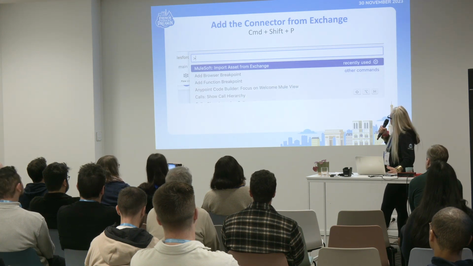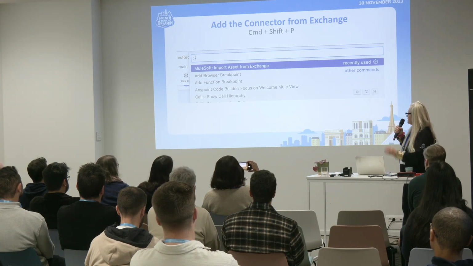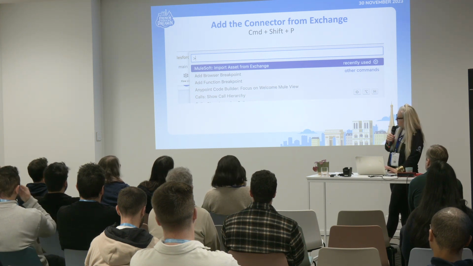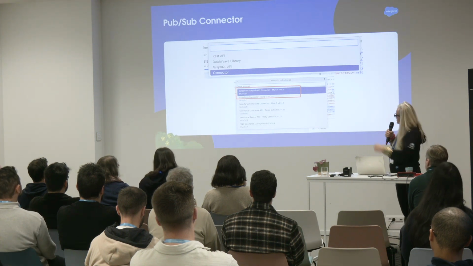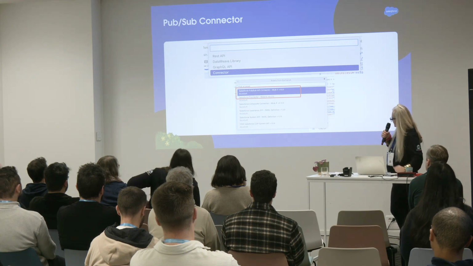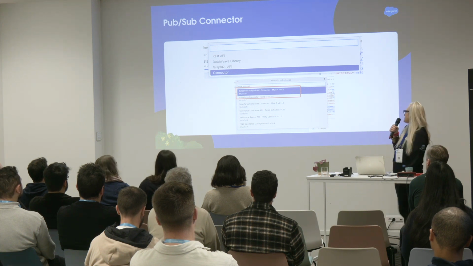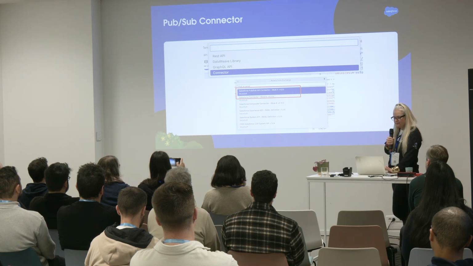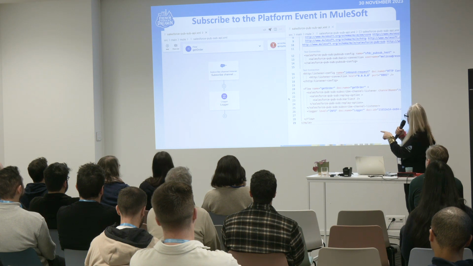To add the connector from Exchange, you want to do Command-Shift-P, just like you would in VS Code. You want to look for MuleSoft, and then import asset from Exchange. You'll click that, and then you're going to look for Salesforce. You can start typing, choose connector, and then start looking for the Pub/Sub API connector. You can see here, this is the Pub/Sub API connector. You can also see the regular Salesforce connector. So we choose the Pub/Sub API connector here, and then you see it's added to the flow layout.